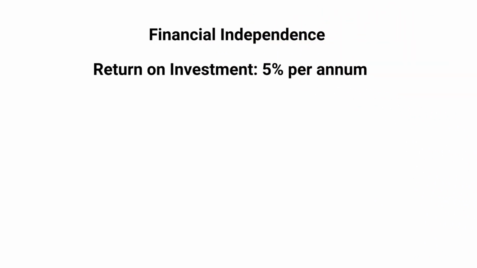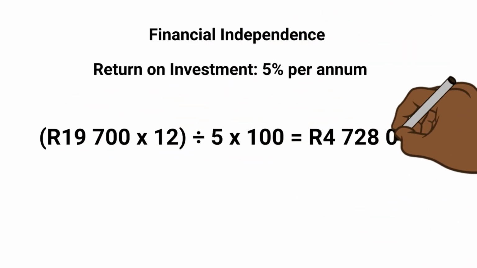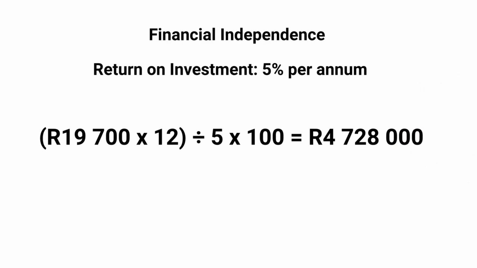Times that number by 12 to get the annual income need, divide it by 5 and times it by 100. And you have 4.728 million Rand. That, my friend, is the cost of being financially independent, which according to our example is only 864,000 Rand more than your financial security number. So, let's talk about financial freedom.